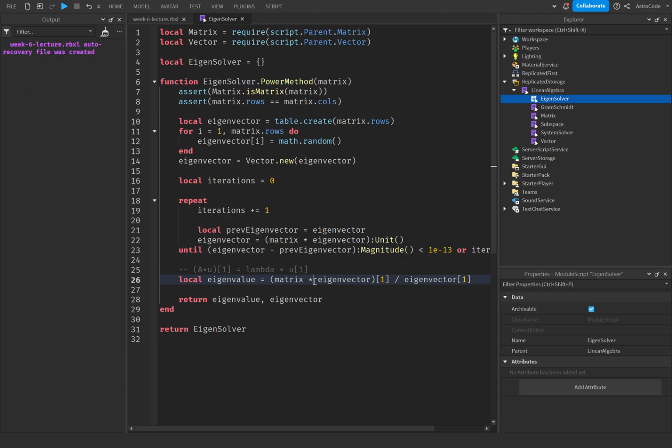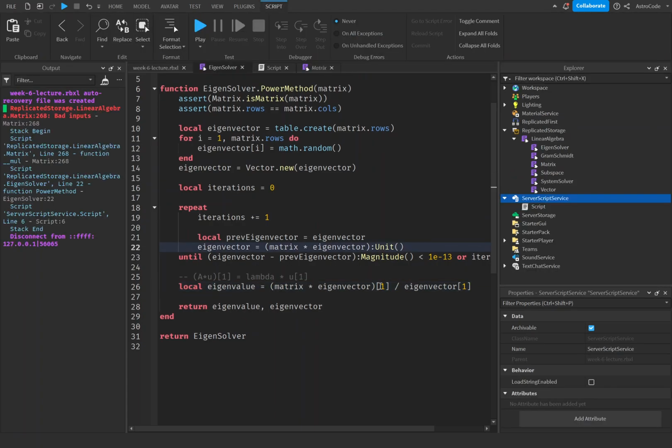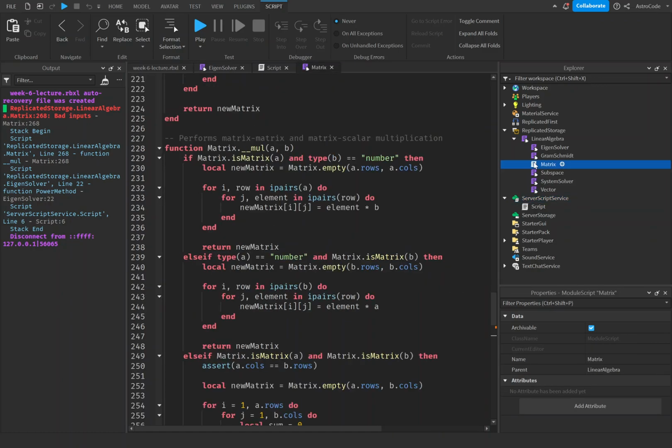Oh, that's strange. So we're doing a, oh, okay. We're trying to do a matrix vector multiply. And I was pretty sure that I added that. Okay, I don't see it in this version of the notes. Yeah. I thought that I had added that.